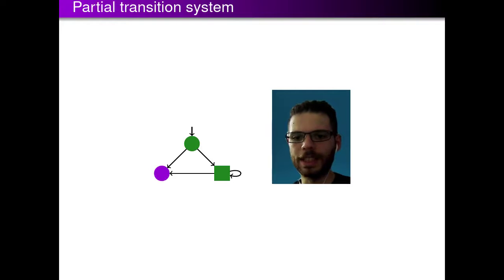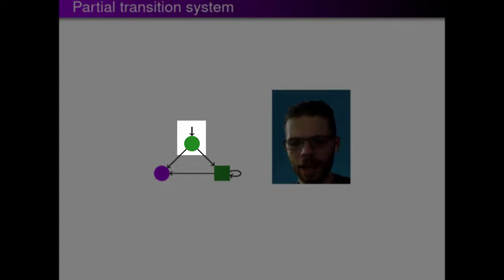Such a system consists of states depicted by the circles and squares and transitions between states depicted by the arrows. We distinguish between two types of states: states that have been fully explored by Java Pathfinder, which are denoted as circles, and states that have been only partially explored by Java Pathfinder, which are denoted as squares. These partially explored states may have additional outgoing transitions that Java Pathfinder has not yet traversed. We indicate the initial state by this incoming arrow.